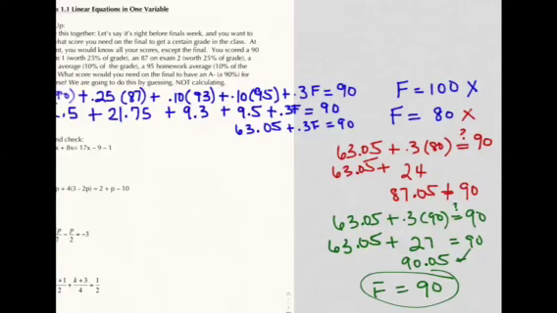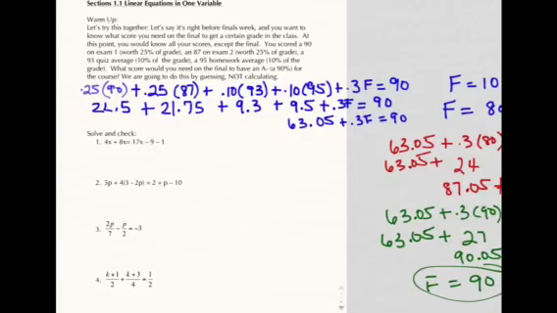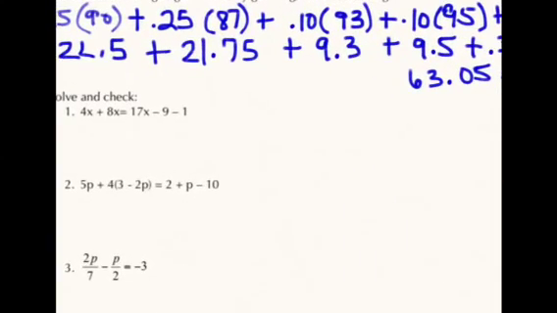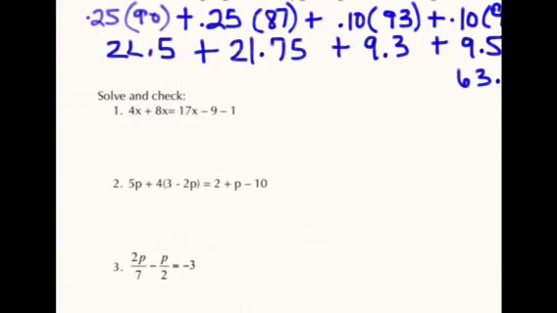Now, of course, this is not the typical way one solves a linear equation. And I think you probably know this. If you had an equation like 4x plus 8x is equal to 17x minus 9 minus 1, you would have to combine your like terms on the left and combine your like terms on the right to simplify this. 4x plus 8x is 12x. On the right, you would have to combine the negative 9 and the 1 to make negative 10. Then subtract 17x on both sides.